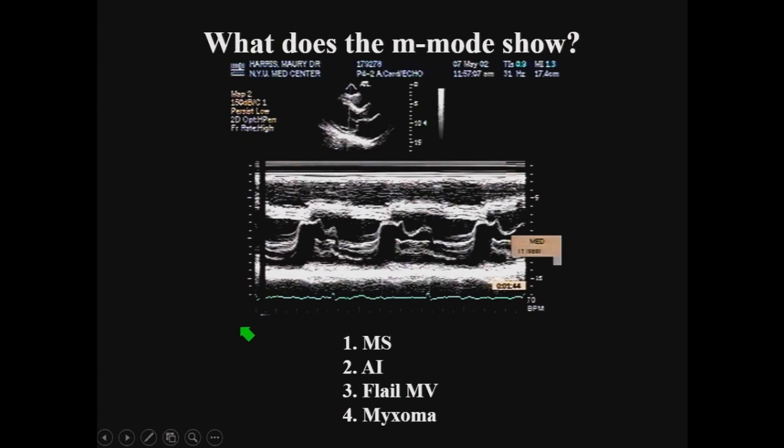And sometimes you can explain things that are difficult to explain otherwise. For example, what is the M-mode showing here? Does it show mitral stenosis, aortic insufficiency, a flail mitral valve, or a myxoma? Just pay attention. That's the anterior mitral leaflet, posterior mitral leaflet. All right, can we just vote for that?